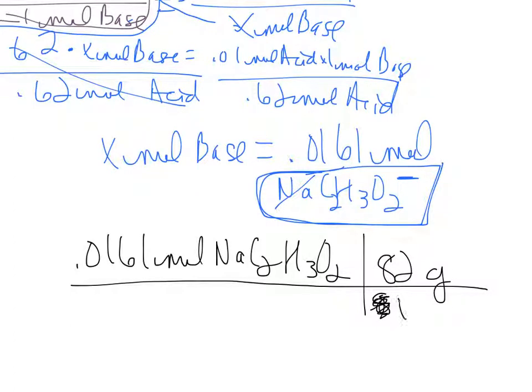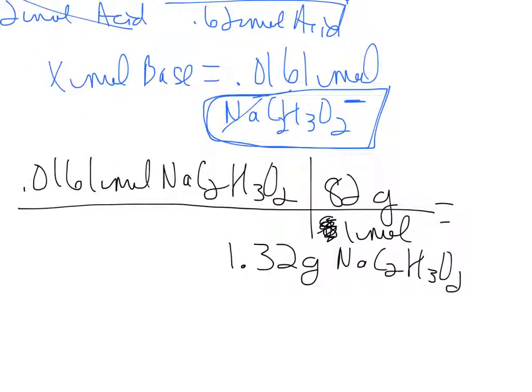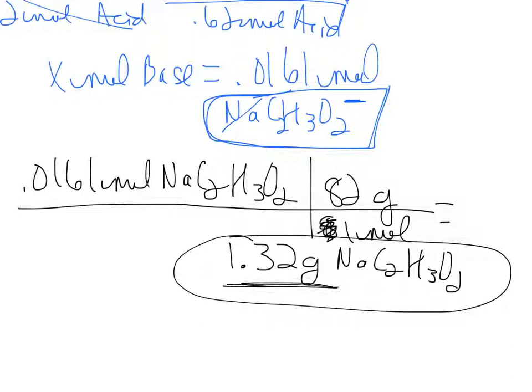82 grams per mole was the molar mass. And so what that means is that I add 1.32 grams of sodium acetate to that bottle. So going back, all right, let's go back. This is my magic number right here. This is my magic number of grams. And this is reasonable. I can weigh this.